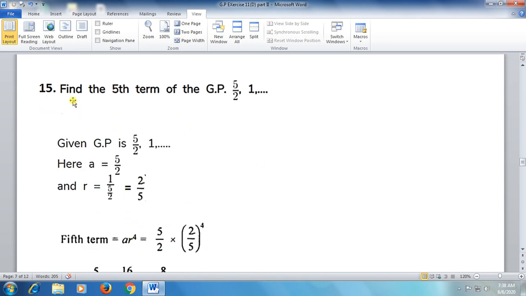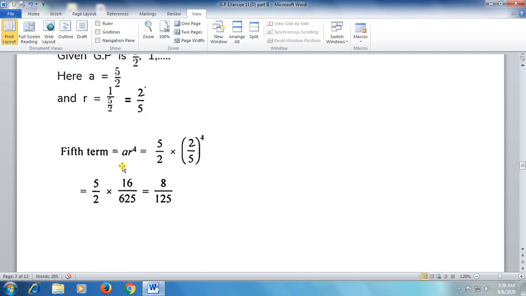Question number 15. Find the fifth term of the GP 5 by 2, 1 and so on. In this problem, A is 5 by 2. R, the common ratio, is 1 by 5 by 2, that is equal to 2 by 5. For the fifth term T5, the formula is A into R to the power of 4. Substitute A as 5 by 2 and R as 2 by 5. 2 by 5 to the power of 4 leads to 16 by 625. After simplification, the value of the fifth term will be equal to 8 by 125.